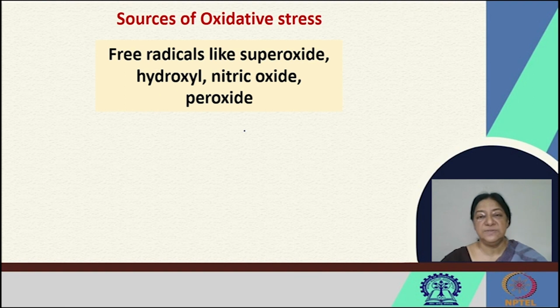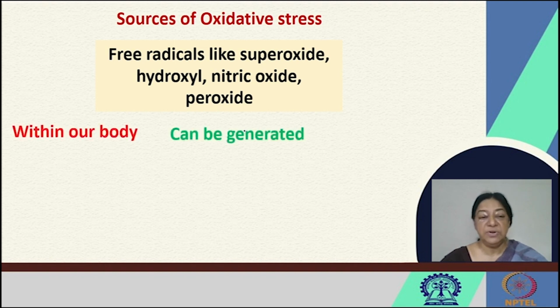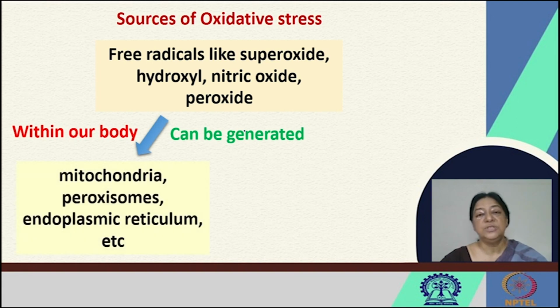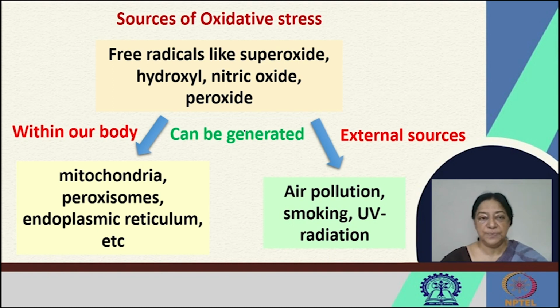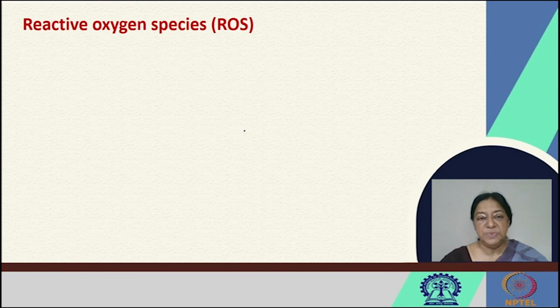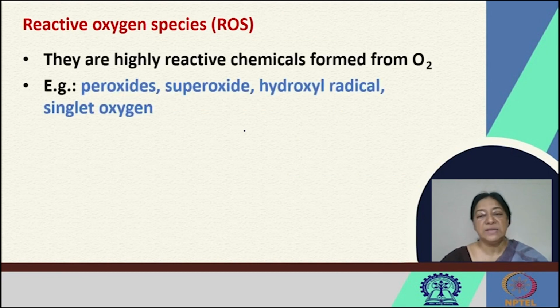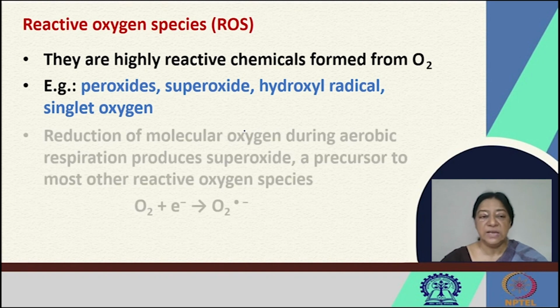The sources of oxidative stress are free radicals such as superoxide, hydroxyl, nitric oxide, and peroxide, and these can be generated within our body due to specific biochemical reactions that occur in mitochondria, peroxisomes, and the endoplasmic reticulum. They can also be generated from external sources such as air pollution, smoking, and UV radiation. The reactive oxygen species that are formed are highly reactive chemicals formed from oxygen. For example, like was mentioned, peroxide, superoxide, hydroxyl radical, and singlet oxygen.